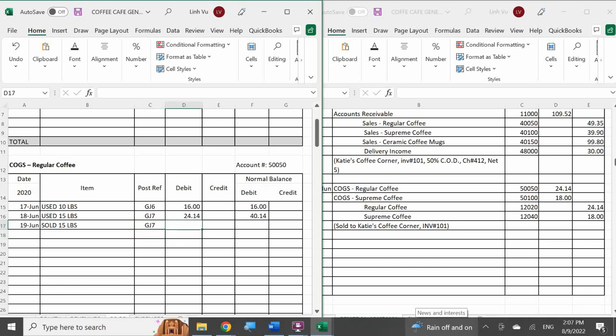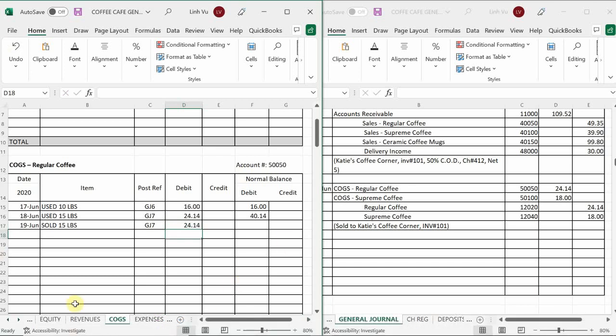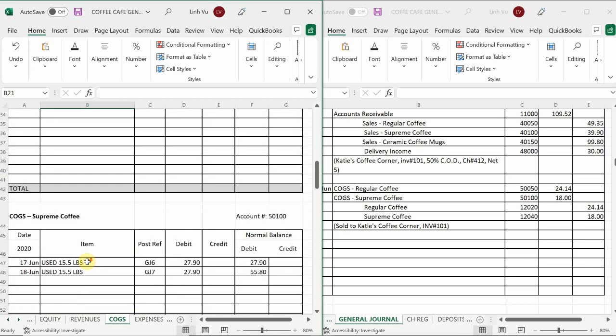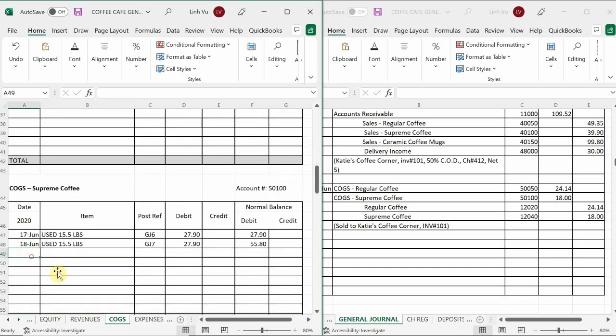Okay. For how much? It was 24.14. Yes. Okay, whatever's in your journal, you're going to copy it into your ledger. So that means currently in my cost of goods sold for the regular coffee, how much is there? $64.28 worth of coffee that we have got rid of. Okay. What about the Supreme coffee? We sold 10 pounds for $18.